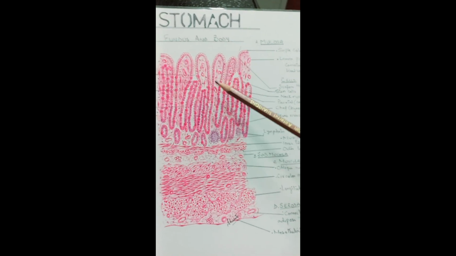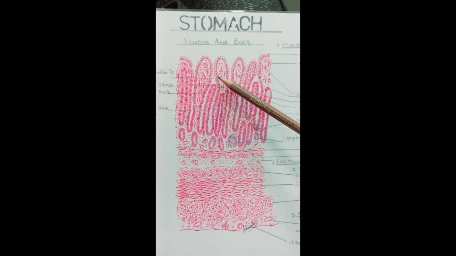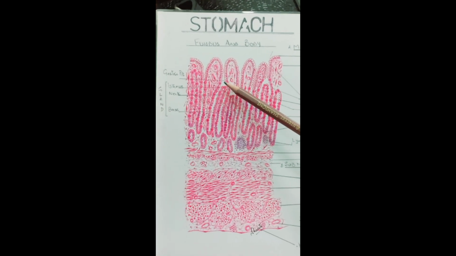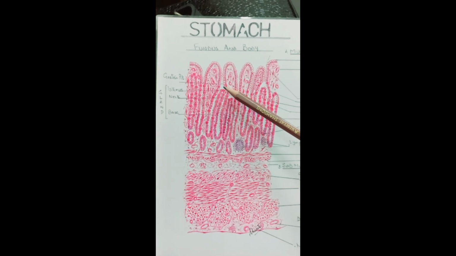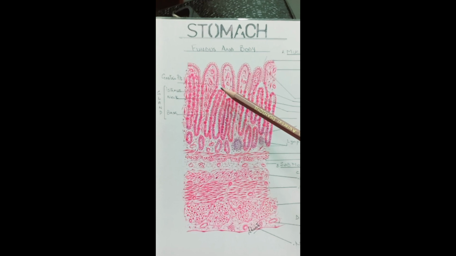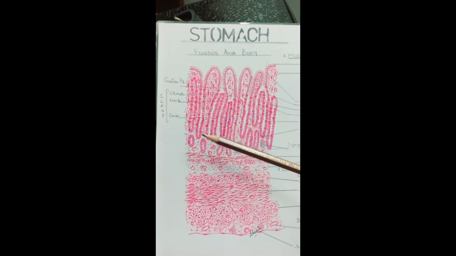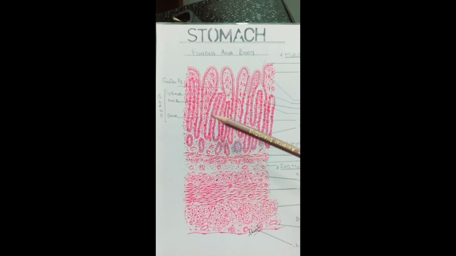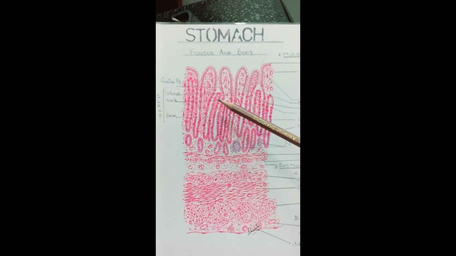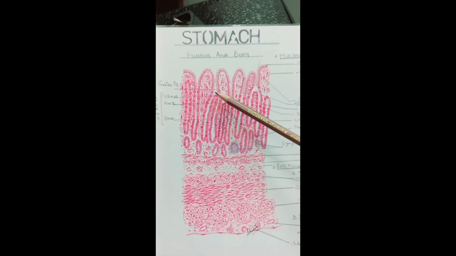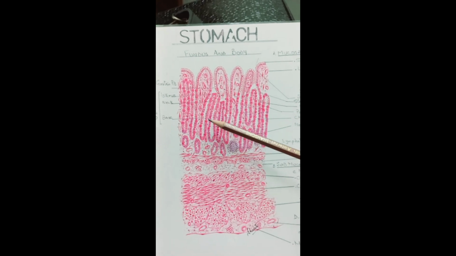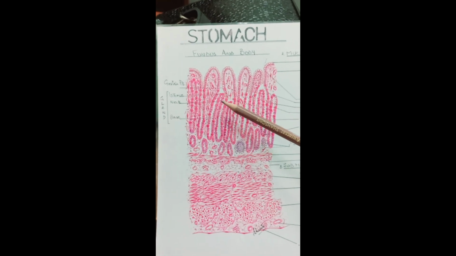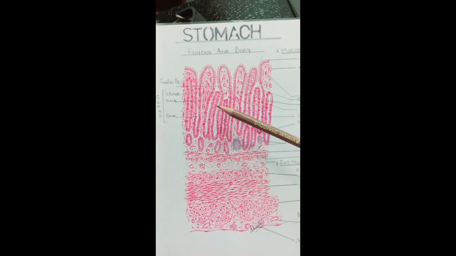Then we have the gastric pits. This is the gastric pit, which is characteristic of the stomach. In the case of the fundus and the body, these gastric pits are shallow. And you will find a lot of glands, and the parts of the glands are: this one is the isthmus, the neck, and this is the base. These are the parts of the glands of the stomach.